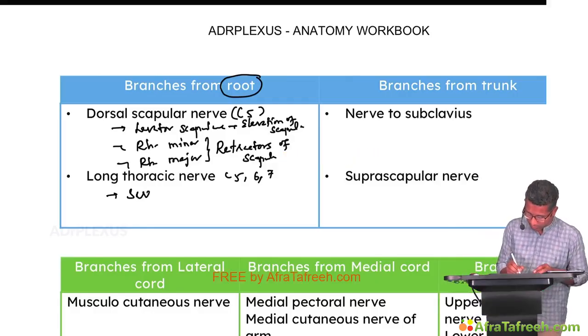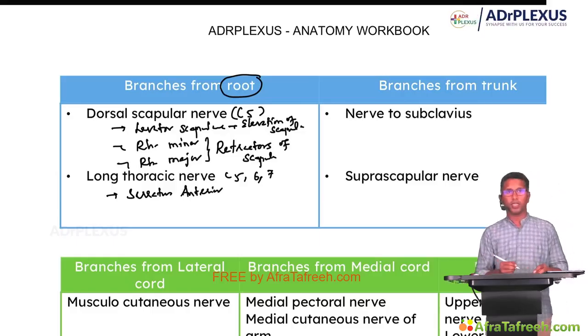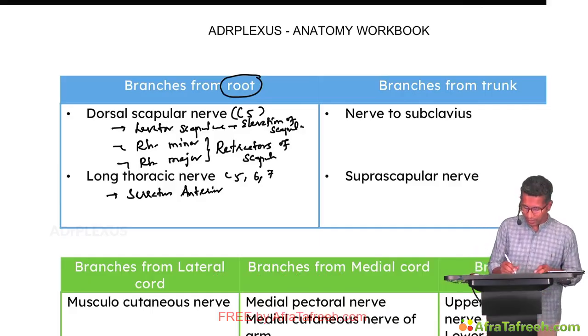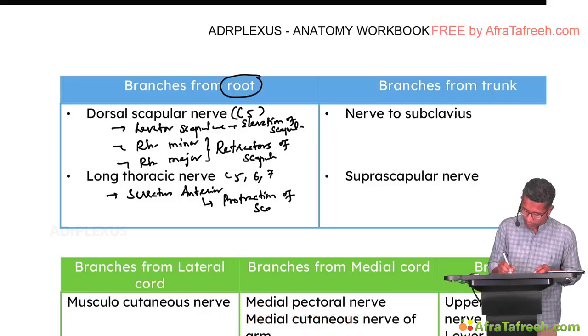So what is the muscle which is supplied by it? The muscle which is supplied by the long thoracic nerve is serratus anterior. Okay, what is the action of serratus anterior? Serratus anterior helps in protraction of the scapula, guys.